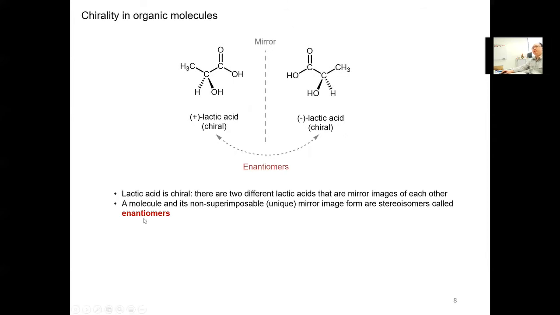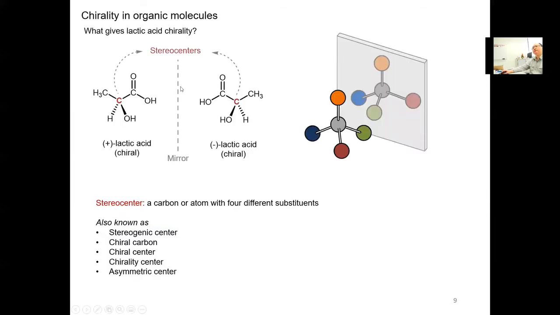Okay, so we know that lactic acid is chiral, because there are two different lactic acids that are mirror images of each other, but they are not superimposable. We call these kinds of molecules, which have a mirror image that is non-superimposable with the original one, enantiomers. Okay.